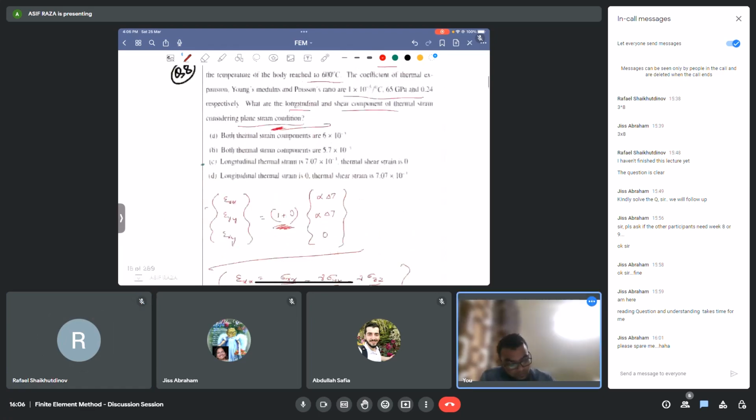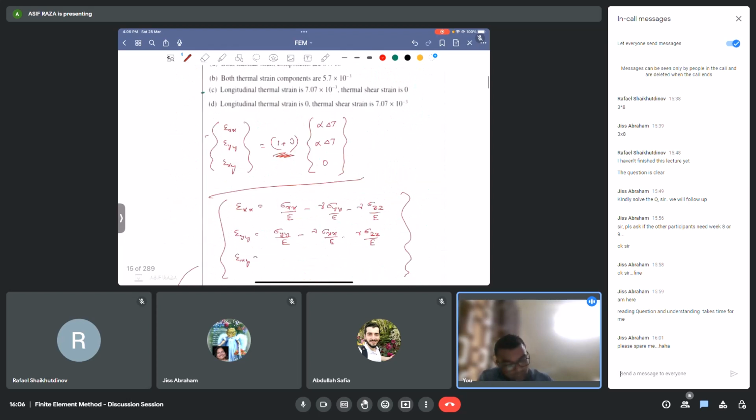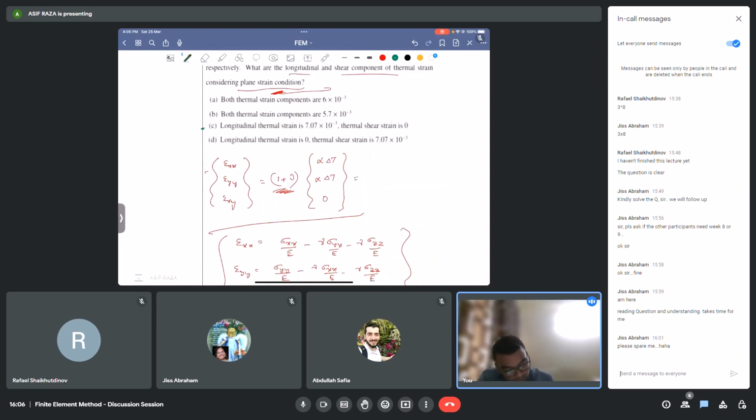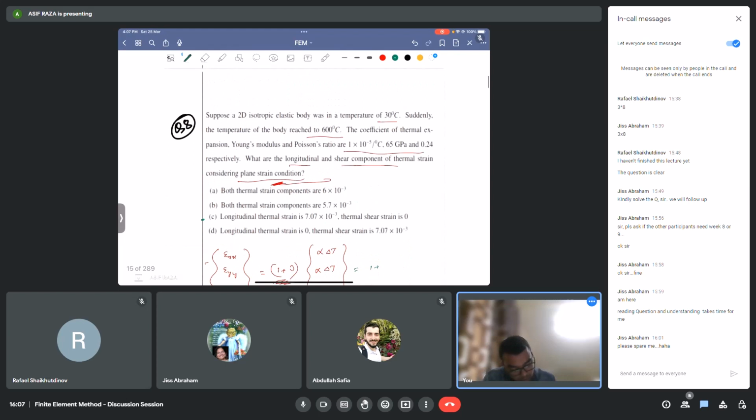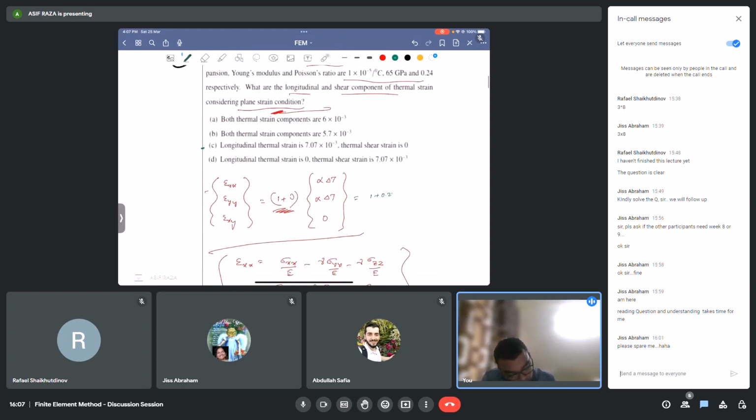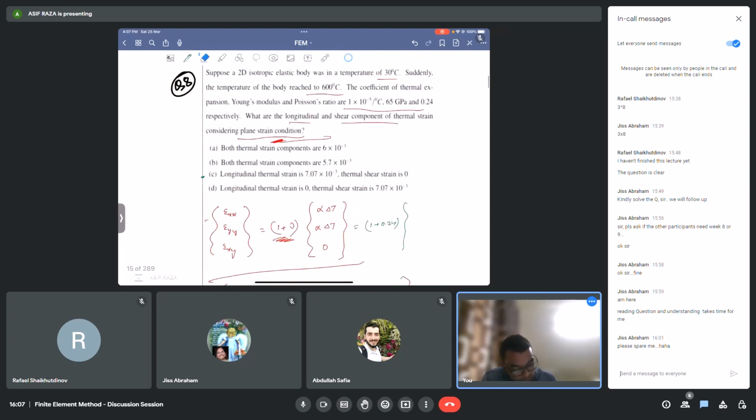Okay. So I think this is clear. So we just need to substitute the values. So 1 plus, what's the Poisson's ratio? Yeah, it's 0.24. Alpha is 10 to the power minus 5 per degree Celsius, and delta T is what? It rose to 600 from 30, so it's 570. So 10 to the power minus 5 into 570.